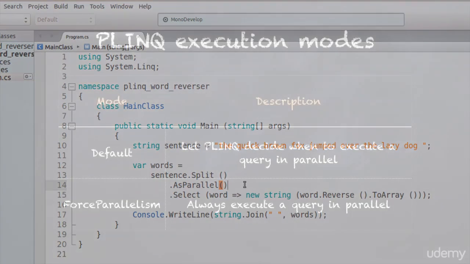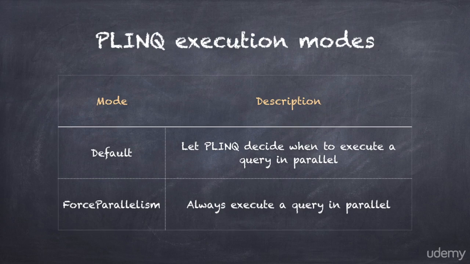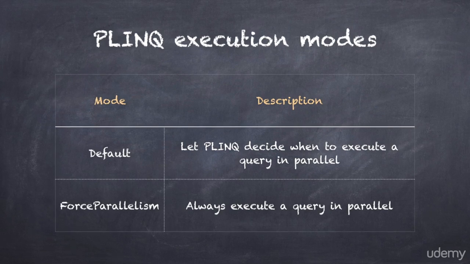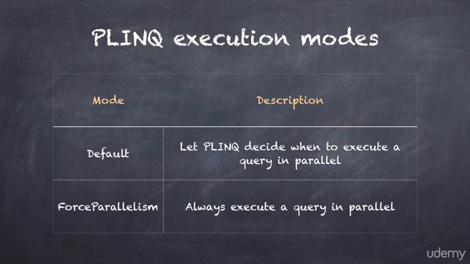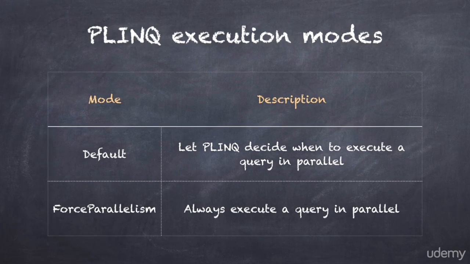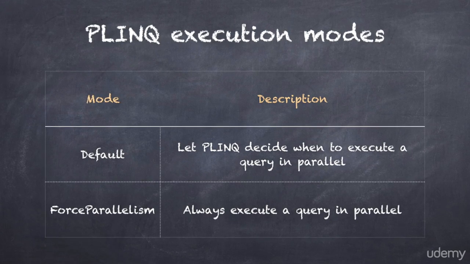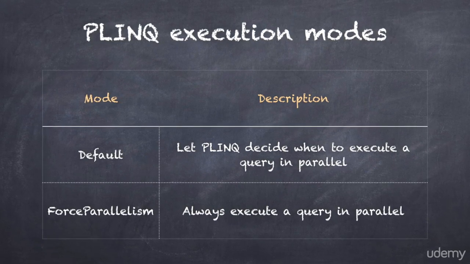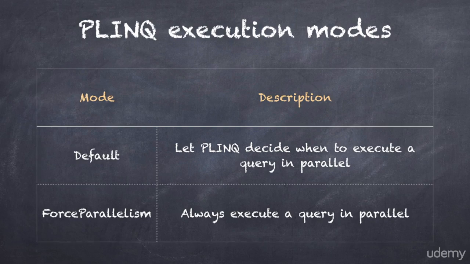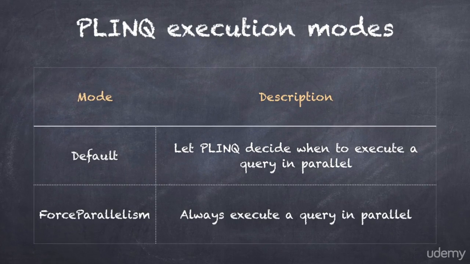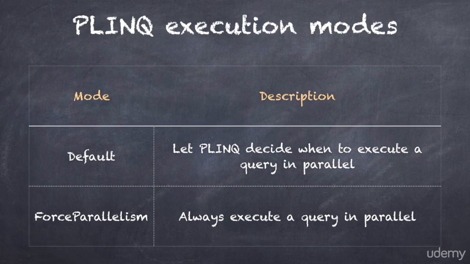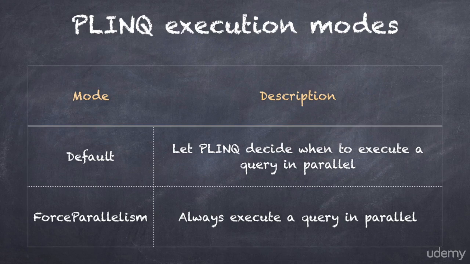If you want to overrule Parallel LINQ's built-in query planner, then you can actually force it to always execute a query in parallel mode. The method WithExecutionMode lets you specify the desired execution mode. Default, which lets Parallel LINQ decide on its own whether to execute a query in parallel or sequentially. Or ForceParallelism, which will always execute the query in parallel.